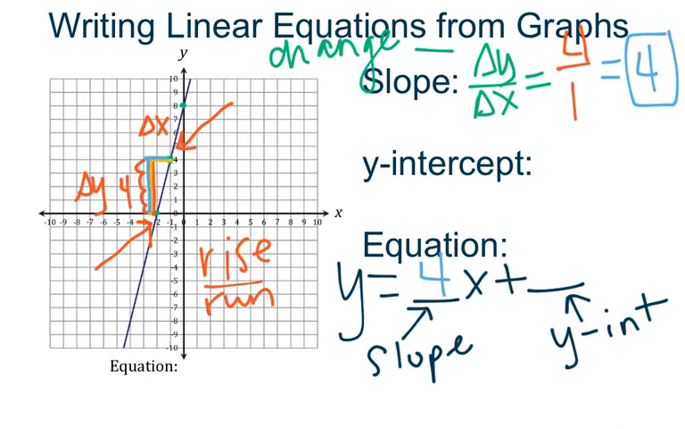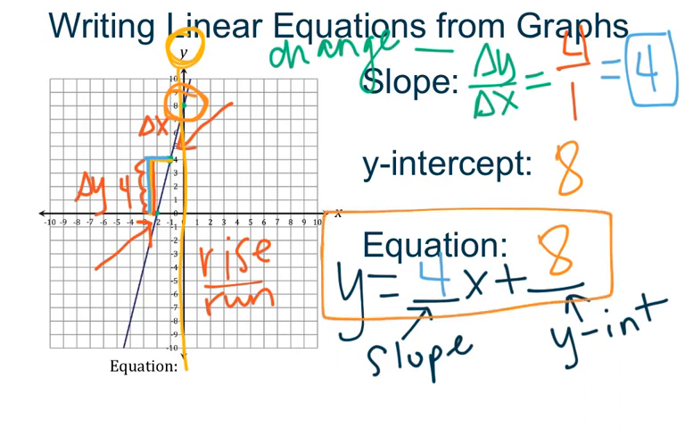The y-intercept is a little bit easier to find. It is always found where it crosses the y-axis. So if you look here, here's the y-axis, and if you follow it all the way down, you can see this point right here where our line crosses this y-axis. So the y-intercept is just that point where our line crosses the y-axis. So our y-intercept in this case would be 8. So the full linear equation for this would be y equals 4x plus 8.